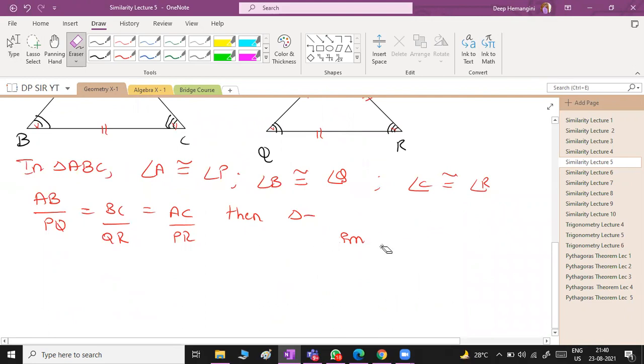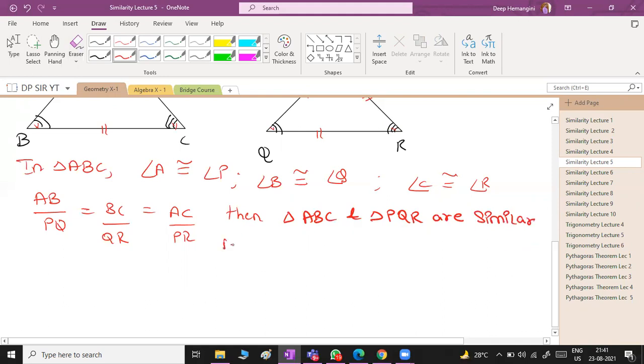So sorry for my dirtiest handwriting. I'll just write it neatly. Then triangle ABC and triangle PQR are congruent. Congruent no, are similar. So sorry, are similar. I don't know why such messy handwriting is coming.